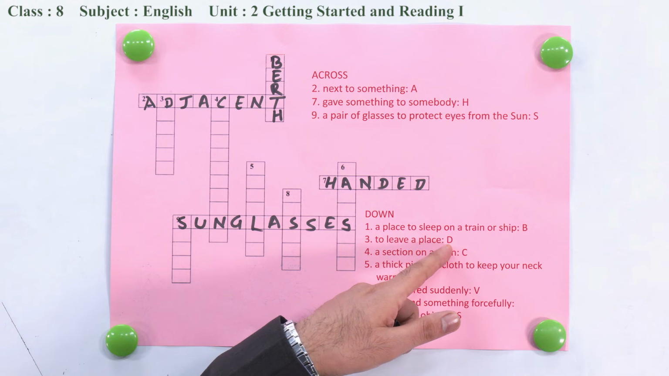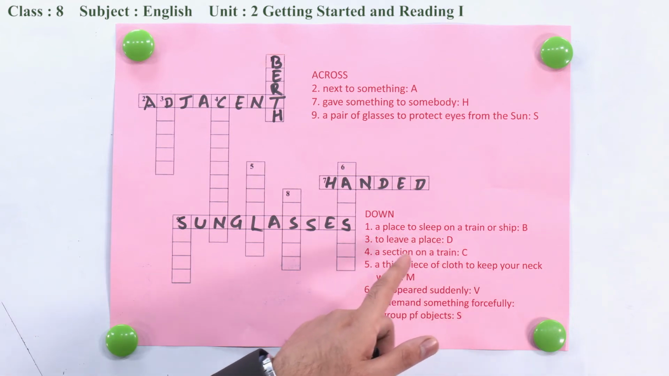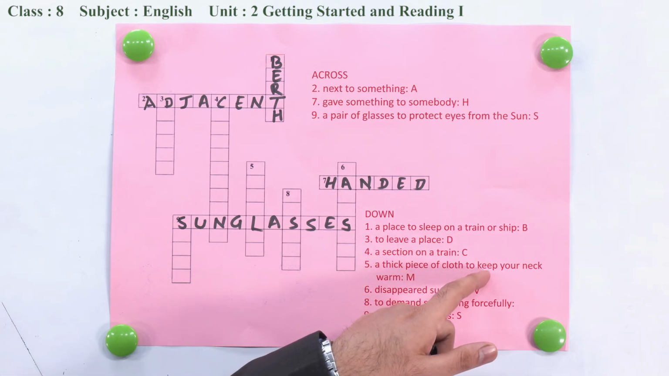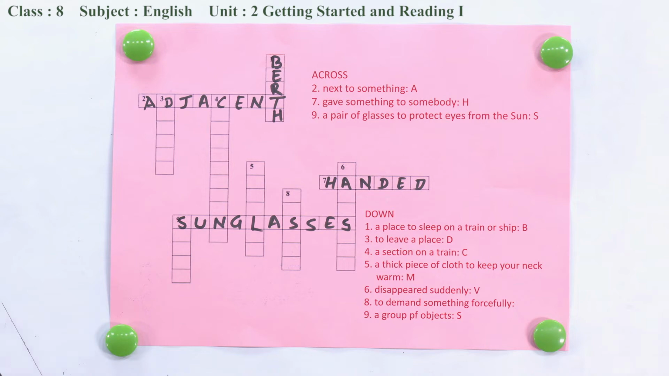To leave a place, what is it? Depart. Good. A section on a train, what is it? Everyone please, loudly. Compartment. Good. A thick piece of cloth to keep your neck warm. Muffler. Good. Disappear suddenly. Vanished. To demand something forcefully. Insisted. A group of objects. What is it? Set. Good. Can you do it? Very good. Do it yourself. You can do it. Very good.